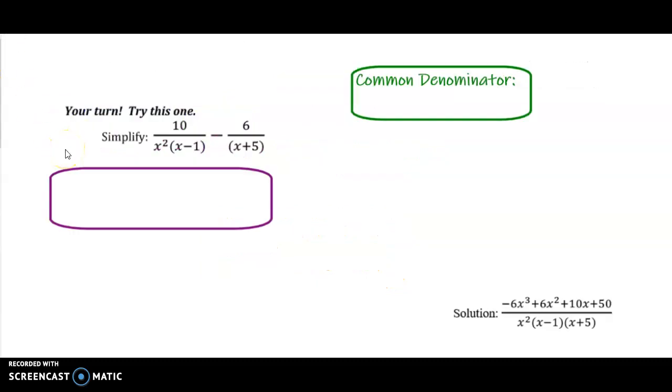So now it's your turn. First, start by figuring out your common denominator, and then multiplying your numerators by whatever is missing from each fraction. Pause your video now and take a moment and try that.